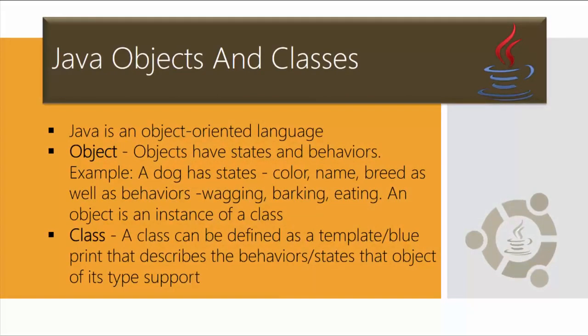So by far, Java is an object-oriented language. And objects have states and behaviors. So for example, a dog has states like color, name, breed, as well as different behaviors such as wagging, barking, eating. An object is an instance of a class. Now, what is a class? A class can be defined as a template or a blueprint that describes the behaviors or states that objects of its type support. So we know the difference between an object and a class, and everything in Java is object-oriented.